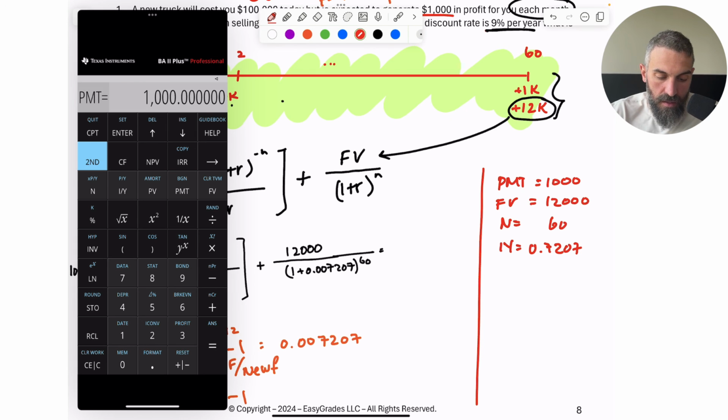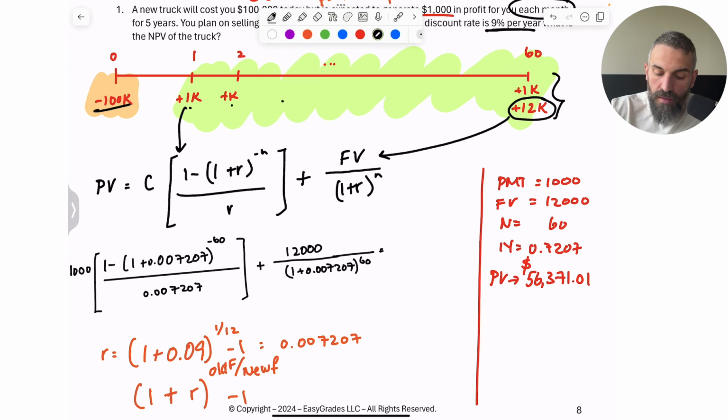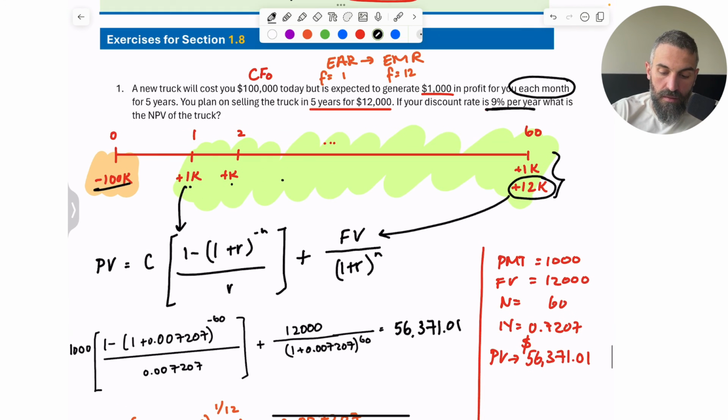Payment, future value, 60 N, 0.7207 I/Y. Compute the present value. So you would end up with a present value of 56,371, and you should have the exact same thing with the formula. Okay. Now that's not the answer. That's just the present value of all your inflows, right? That's kind of all of that.